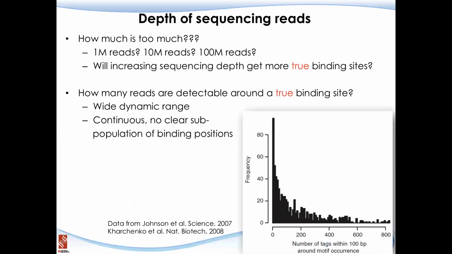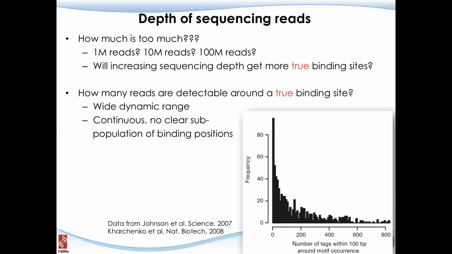Now, the next question is, if we don't get saturation, how much do we need? Is it good to have as much sequence as possible, from 1 million to 10 million to 100 million reads? Is it good or not? Who can answer this question? Okay, to save time, I won't ask you again.